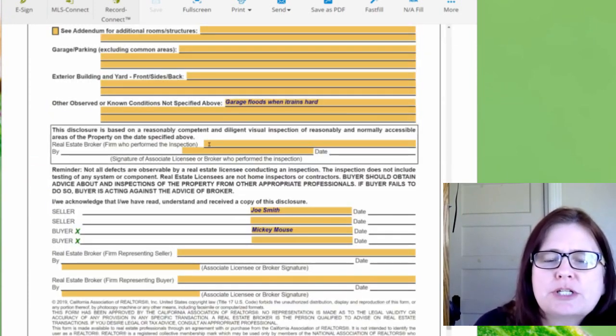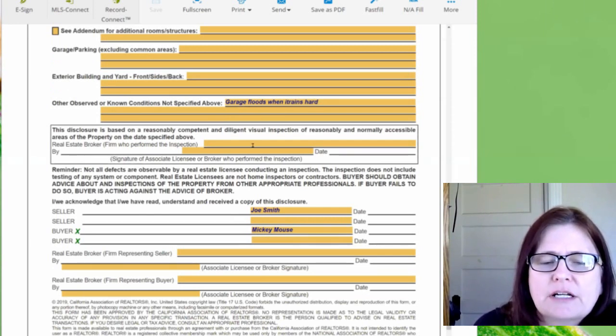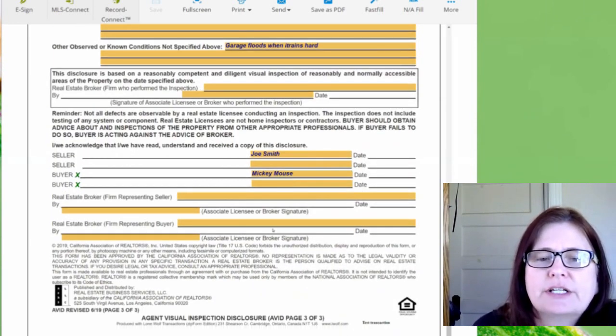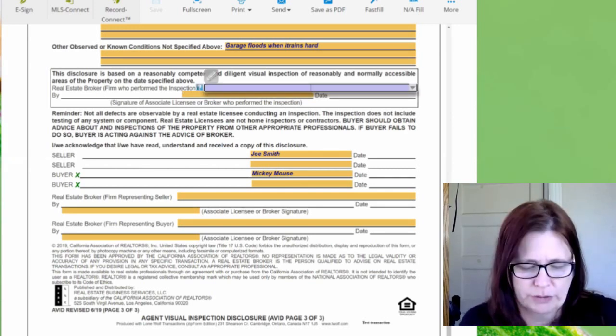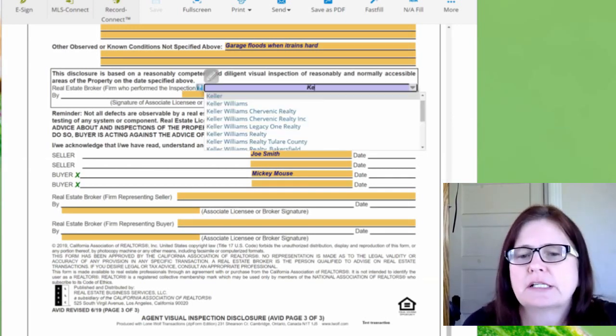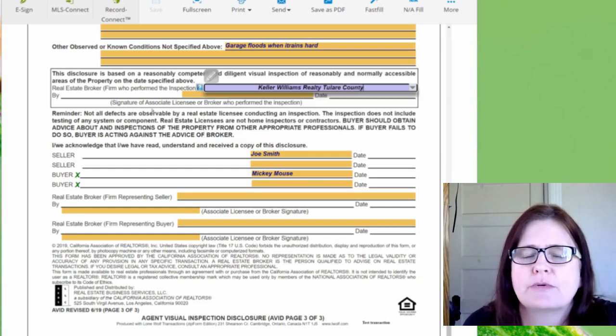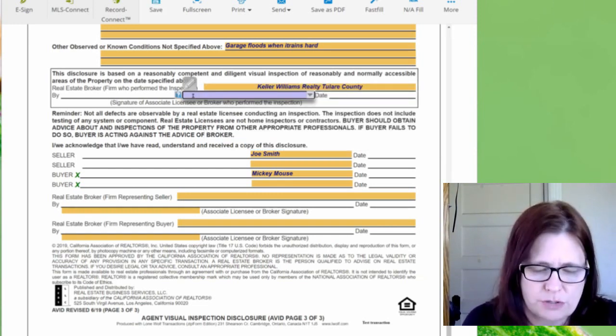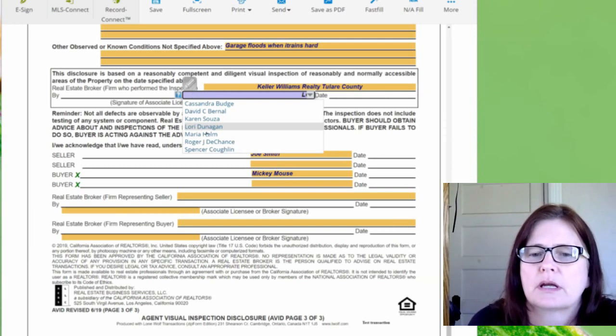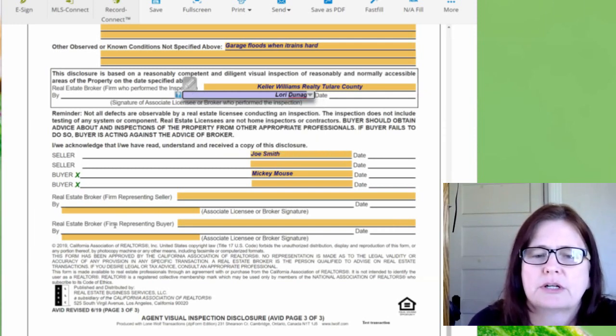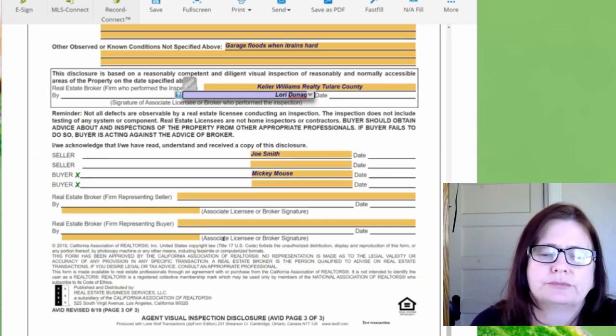Then you're going to sign it here and you're going to sign it down here. Basically this is saying that Keller Williams did the inspection, and it was you that did it, so your name. And then you're also signing it down here as representing the buyer or the seller.